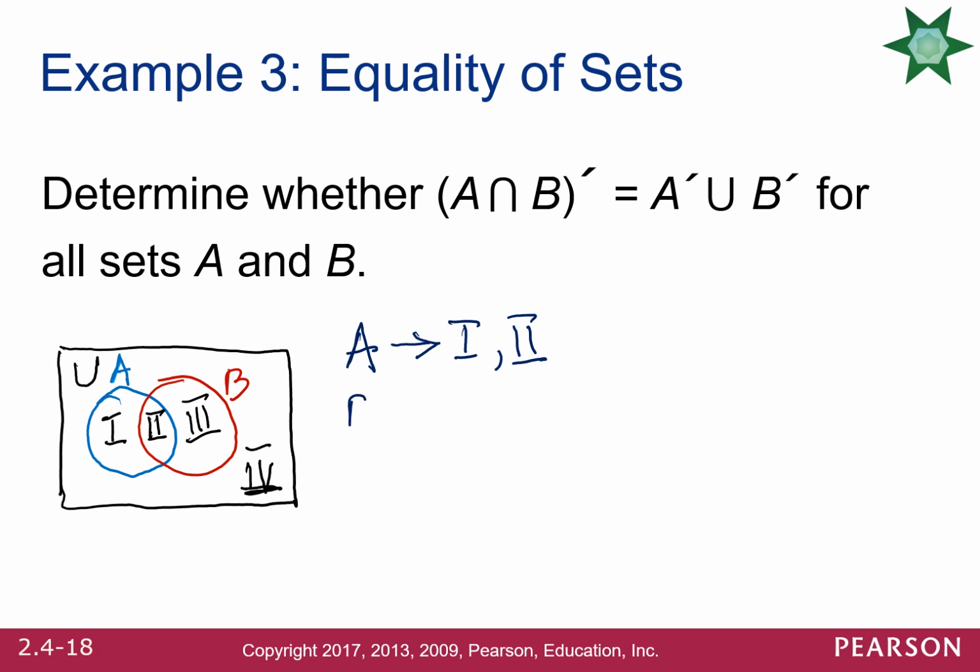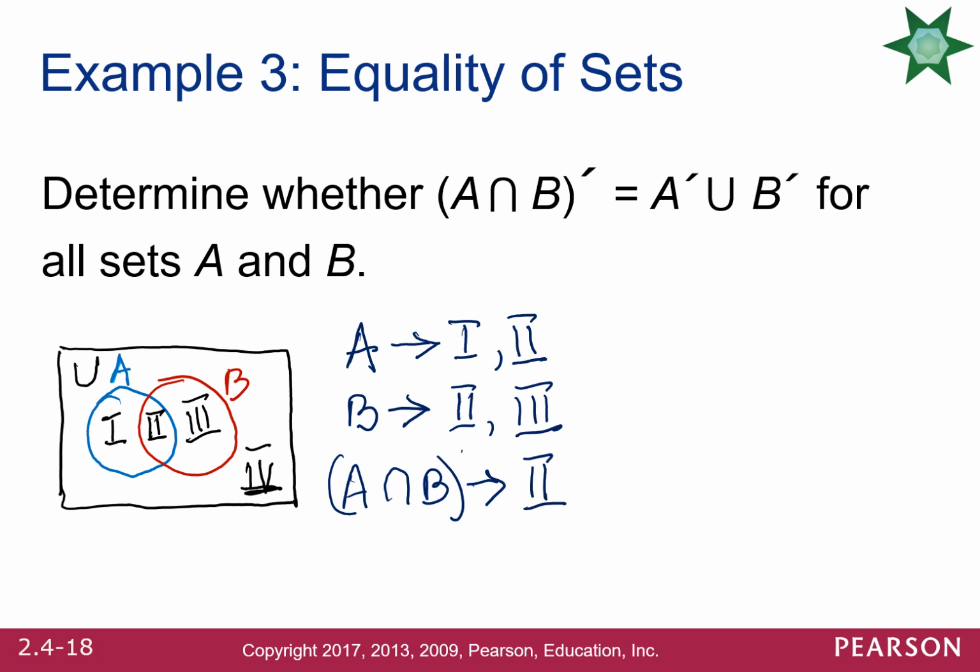What about B? All right, so which regions correspond with set B? That's 2 comma 3, correct? So we'll write that as 2 comma 3. And then we will determine what A intersection B is, or what region that corresponds with. Just A intersection B, all right? We are not looking at the complements as of yet. So A intersection B would be just this region, which is region 2. All right, so let's write that, region 2.